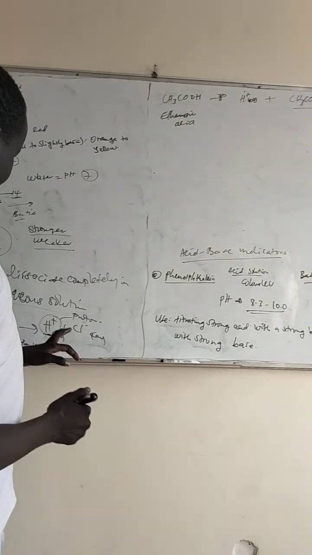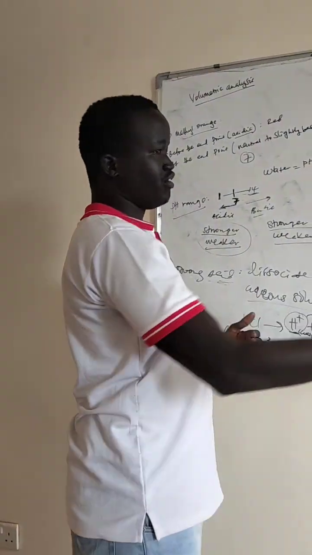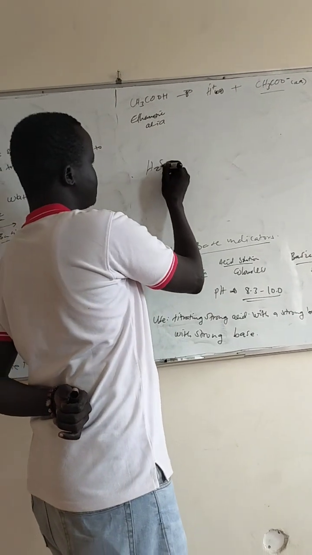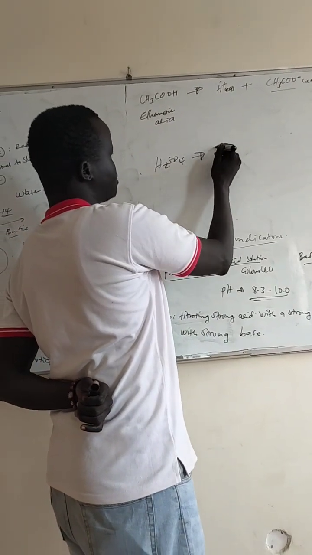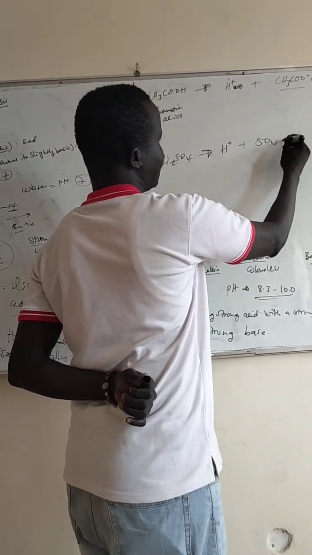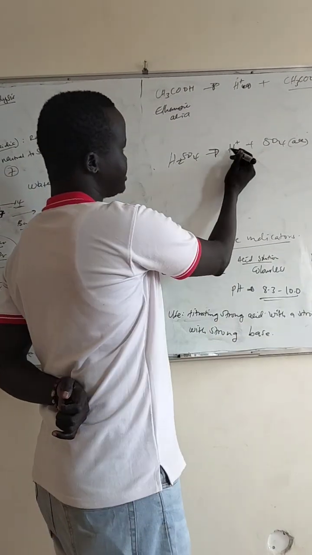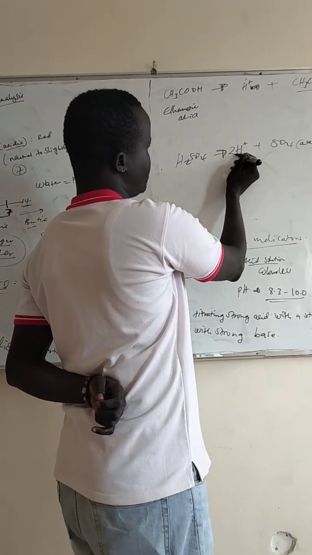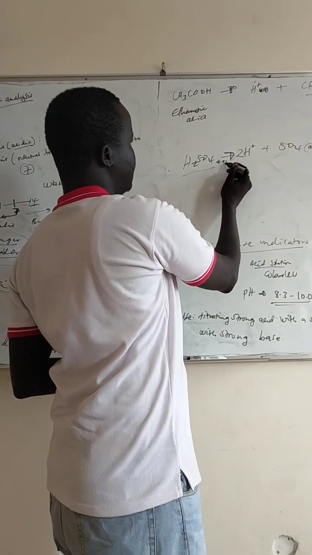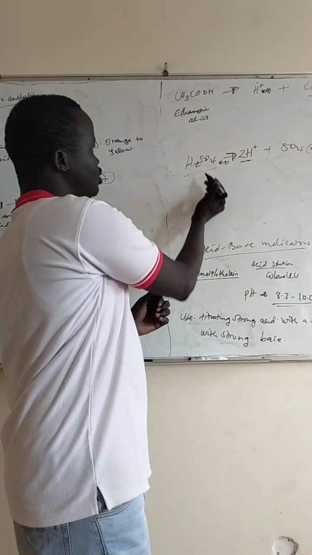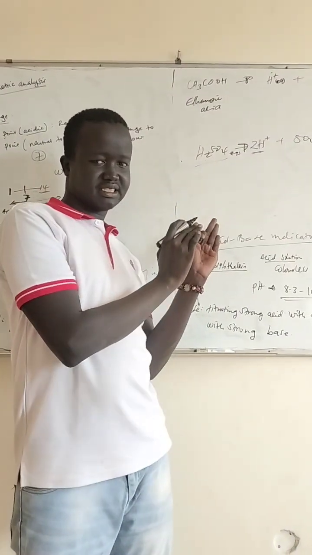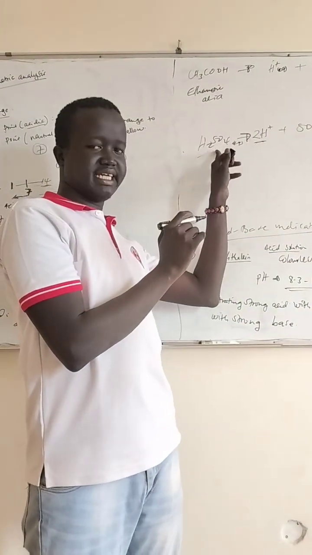But in a strong acid, they give all their hydrogen ions. For example, sulfuric acid dissociates to give us hydrogen ion plus the sulfate ion. Then, to balance the equation, we put a 2 here. Therefore, the sulfuric acid has donated all the hydrogen atoms that it contained.